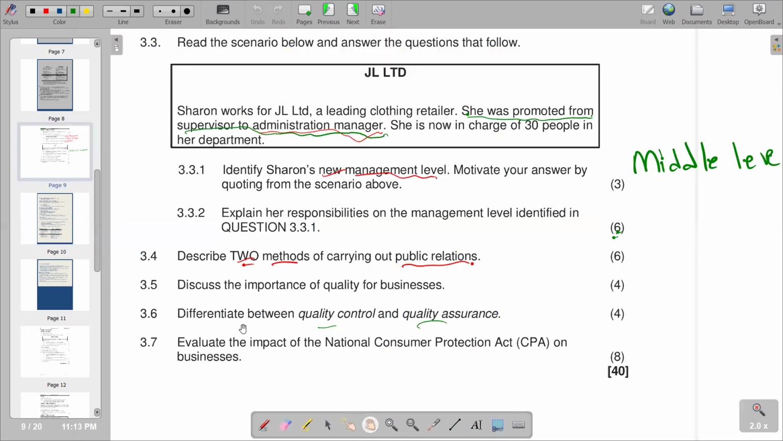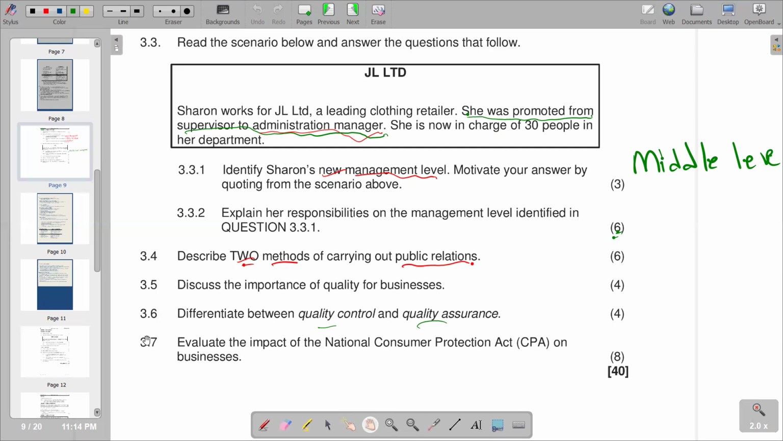Then we go to the last part of our question, which says evaluate the impact of the National Consumer Protection Act on businesses. But we know that the Consumer Protection Act aims to promote fairness, openness, and good business practices between suppliers of goods and services and the consumers. So basically, that's the aim of the Consumer Protection Act. Our question is just to evaluate its impact on businesses. So this question is looking for advantages, or positives, and disadvantages, or negatives, of the National Consumer Protection Act on businesses. We are going to go through the advantages and then the disadvantages.